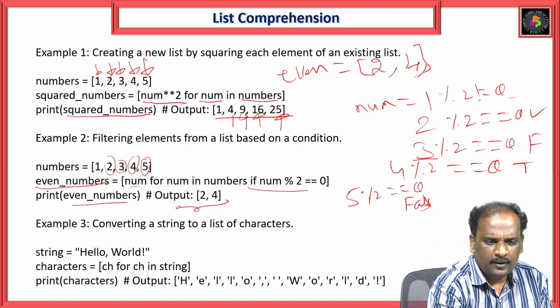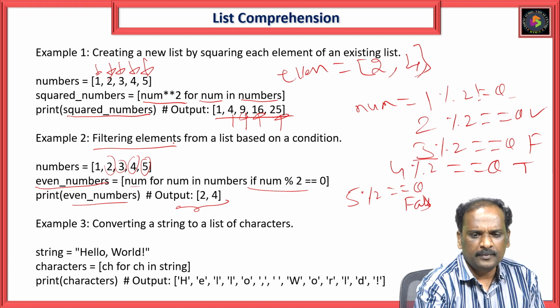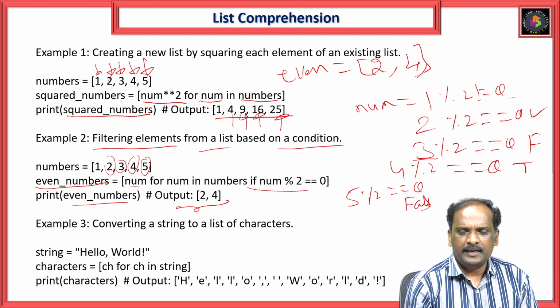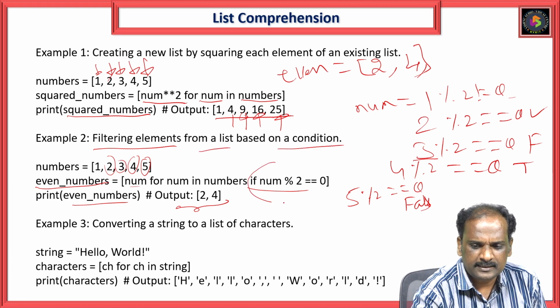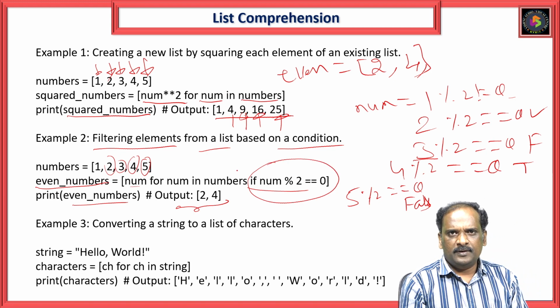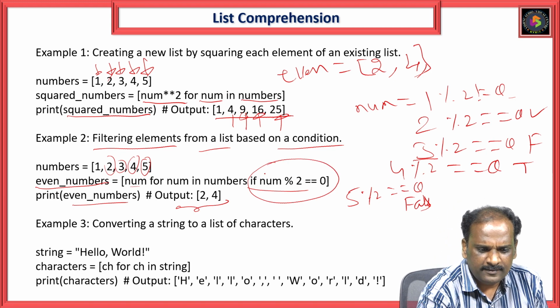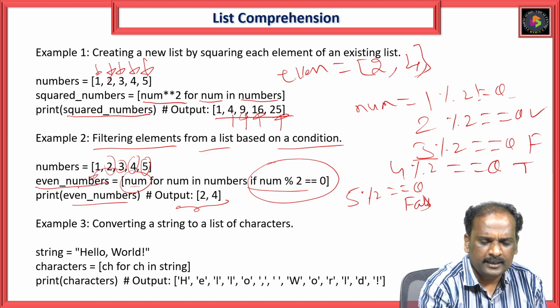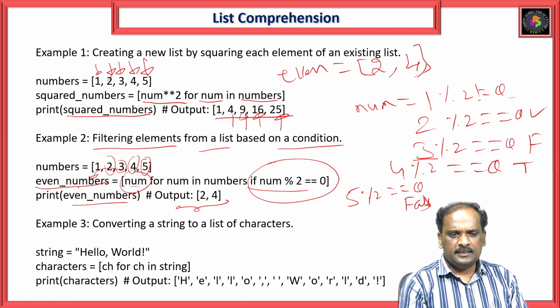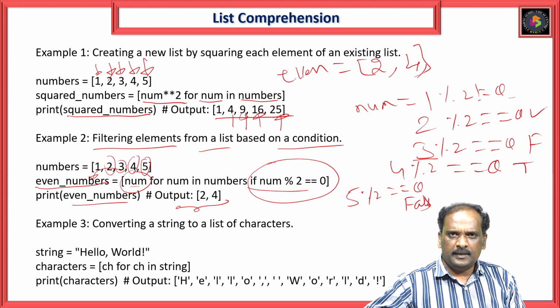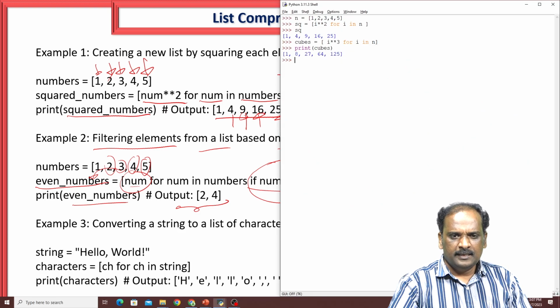So here we have filtered the elements from the list based on the condition. Here the condition is checking whether the number is even or not. If the number is even, then this num is included into the new list. So this is how we can use list comprehension for filtering the elements from the given list based on the condition. This we shall see in the interpreter.